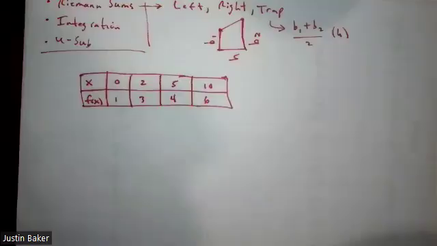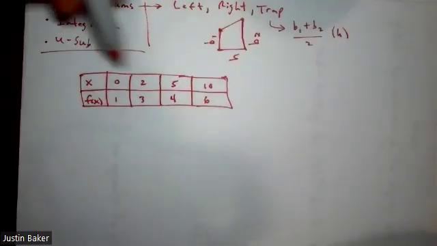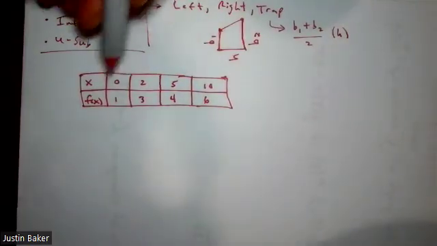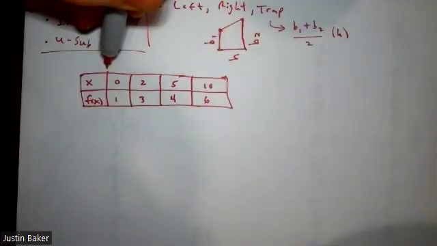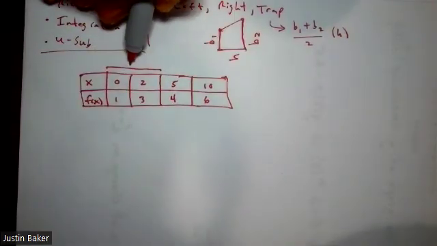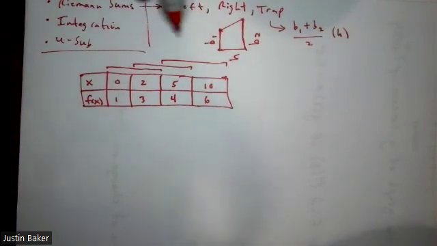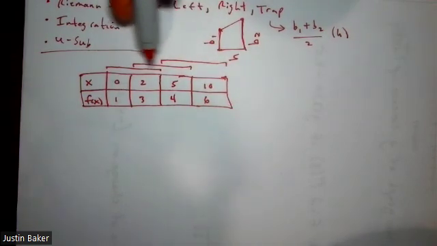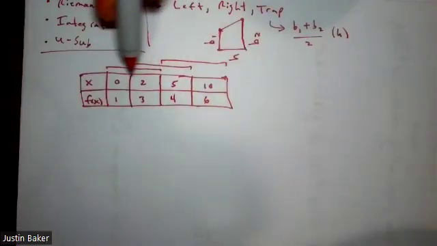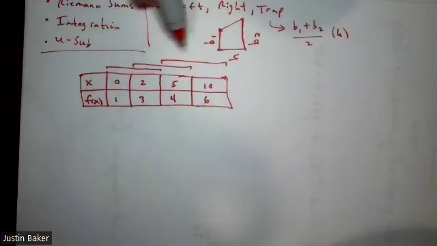So the first thing you want to do is be able to look at this and say, how many shapes are we going to be working with here? And that's going to be from 0 to 2 is a shape, from 2 to 5 is a shape, and from 5 to 10 is a shape. So this table allows you to work with three shapes to estimate this. So we'll do all three Riemann sums.